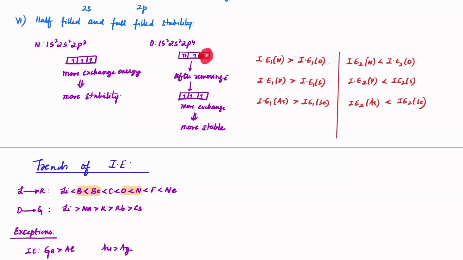When it comes to oxygen, it is not half filled here. Therefore, removing the first electron is not as challenging as that of nitrogen. But notice, after removing one electron, it has now become half filled and has more exchange. Therefore, first ionization is difficult for nitrogen, but the second ionization is difficult for oxygen. And the same logic goes throughout the group also. First ionization is difficult for phosphorus, but the second ionization is difficult for sulfur. And the next group elements also, arsenic and selenium.